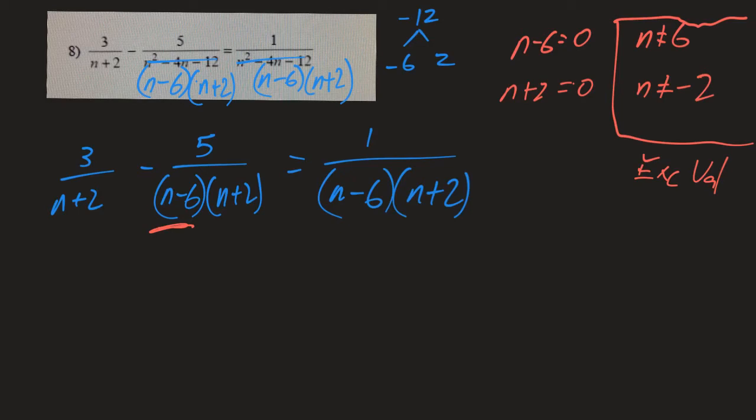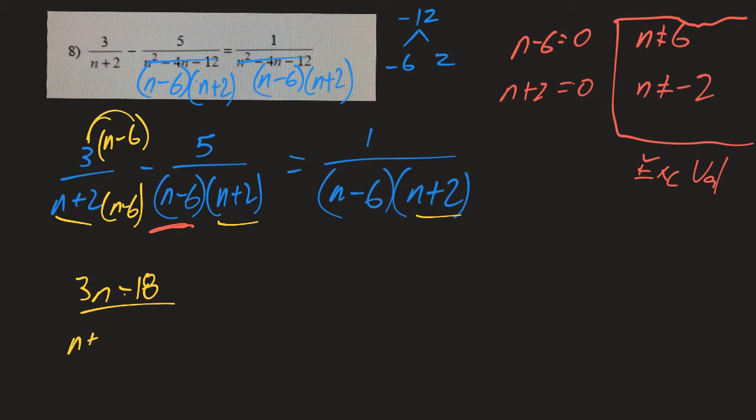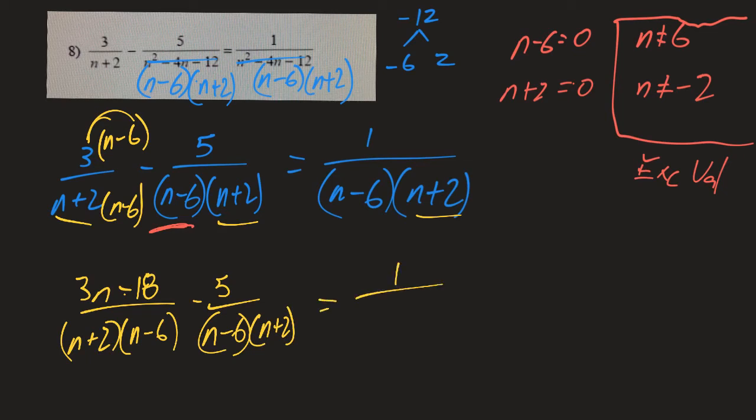Let's get our common denominator. So I see n plus 2 in each of these. That's good. Let's take n minus 6 and bring it to this one. n minus 6, n minus 6. All right, and I'll go ahead and distribute this 3 in. So we've got 3n minus 18 over n plus 2, n minus 6, minus 5 over n minus 6, n plus 2 equals 1 over n minus 6, n plus 2.